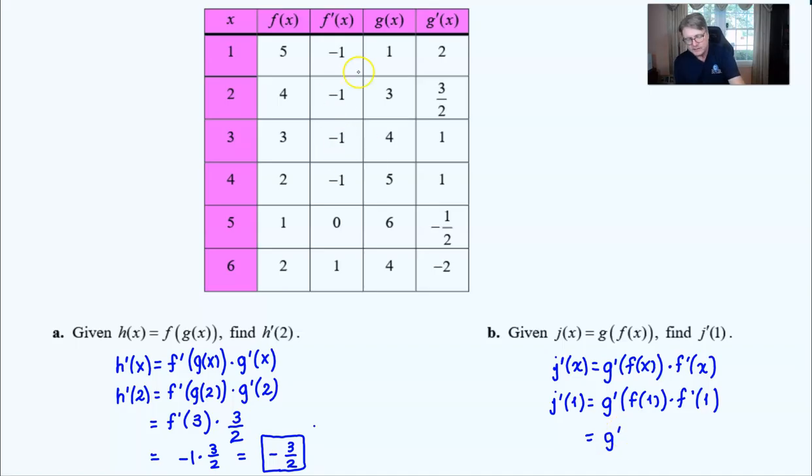f of 1, we note, is going to be 5 in this case. And our f prime of 1 is going to be -1. Now we go looking for the g prime of 5, which we note is located down here at -1/2. And by the time we multiply that -1/2 by -1, we are going to get +1/2 for our final answer.